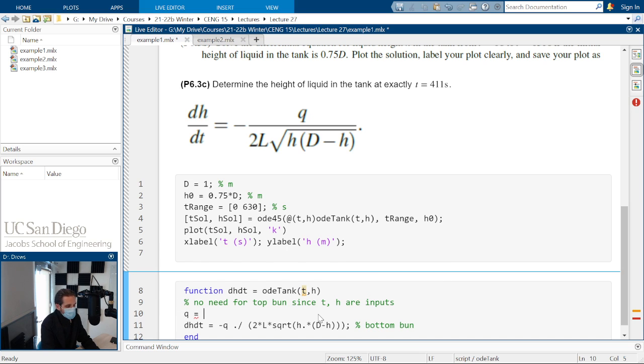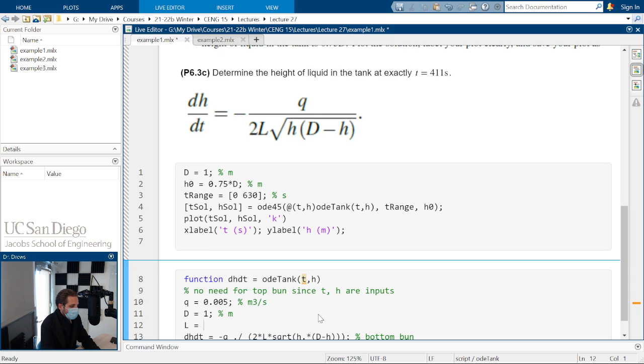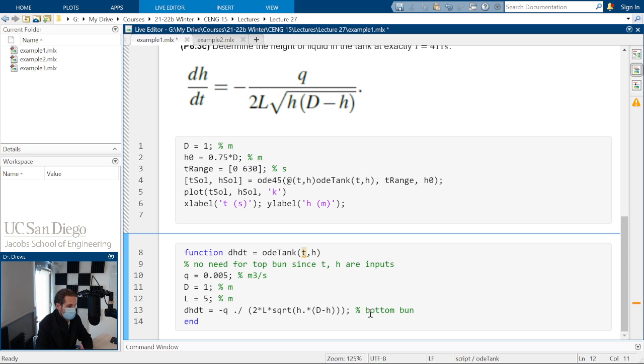If we had read that problem statement through a few more times, which I'm not going to do right now, we would see that q is 0.005 cubic meters per second, d is 1 meter, and l is 5 meters. So we can define constants and stuff like that.